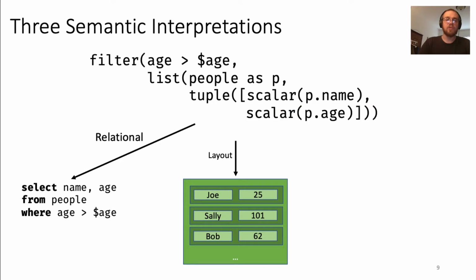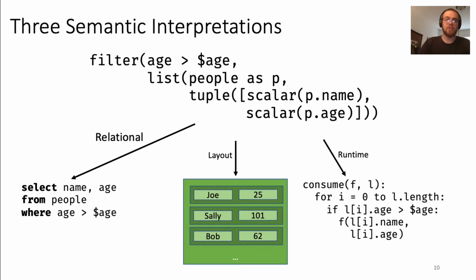Finally, this query has a runtime semantics, which tells us how to write code that consumes the layout. So again, there's a correspondence between this filter operator and this if condition, between this list operator and this for loop, and between this tuple operator and this function call.